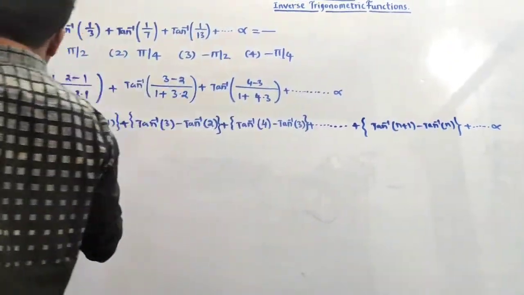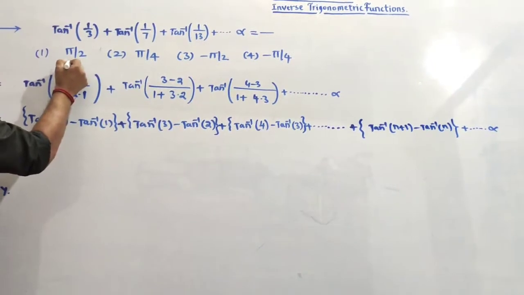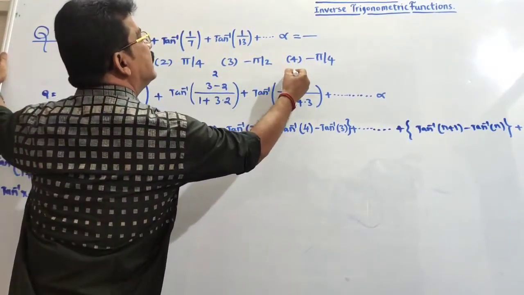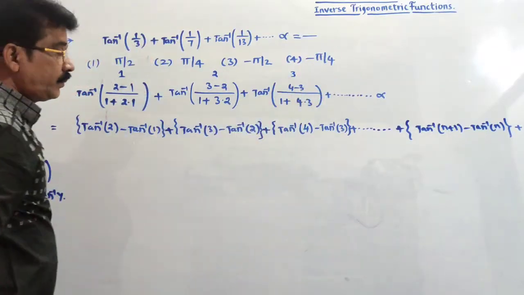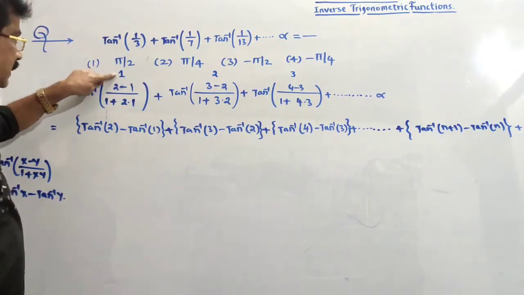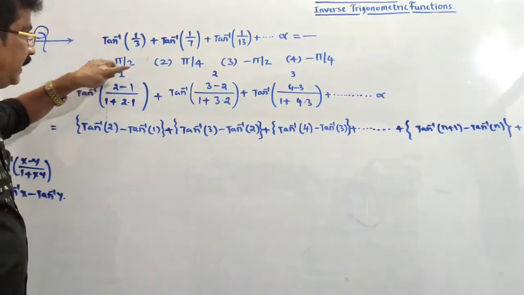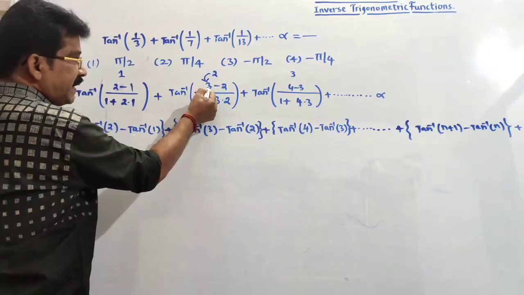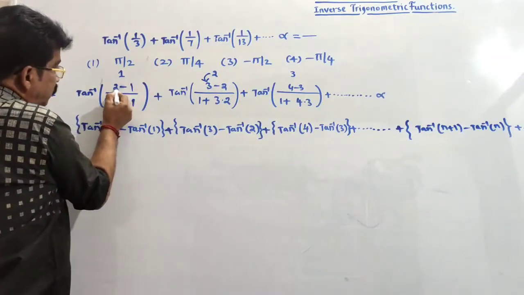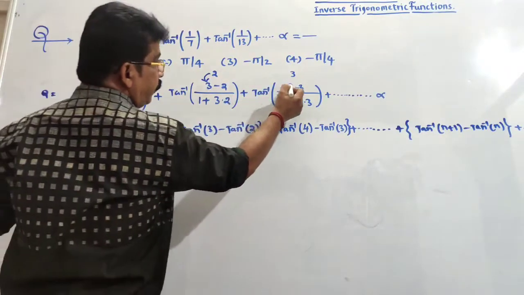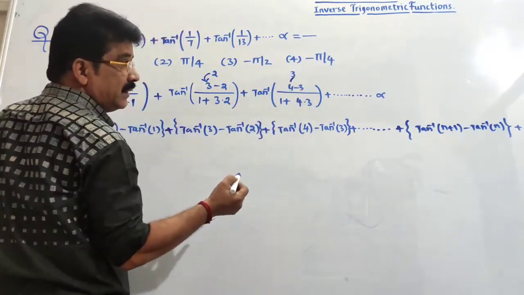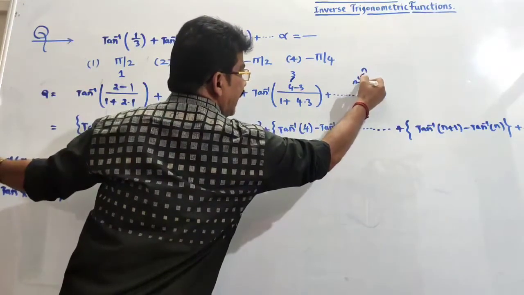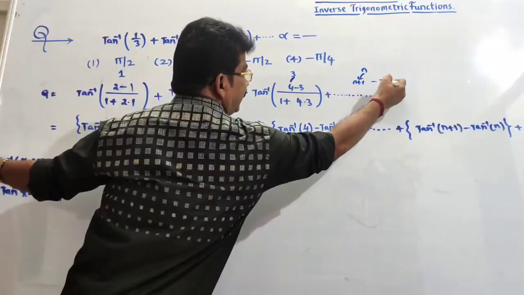Once again, this is the first term, this is the second term, this is the third term, and so on. In the first term 2 is there. In the second term 3 is there, means 3 is 2 plus 1. 2 means 1 plus 1. 4 means 3 plus 1. Like that, the nth term will start with n plus 1 minus n, something like that.